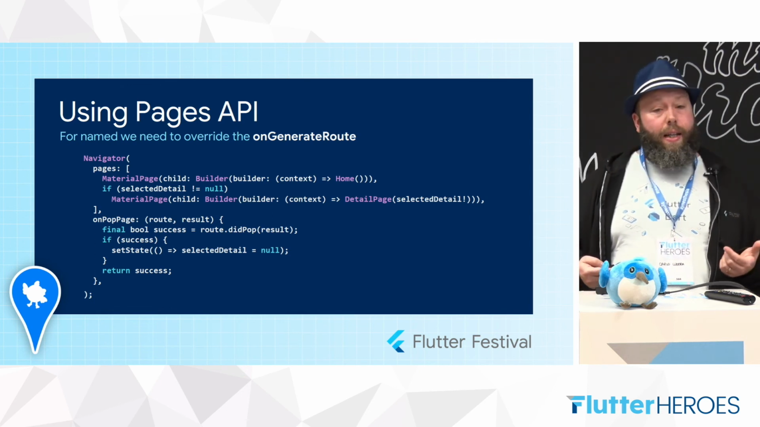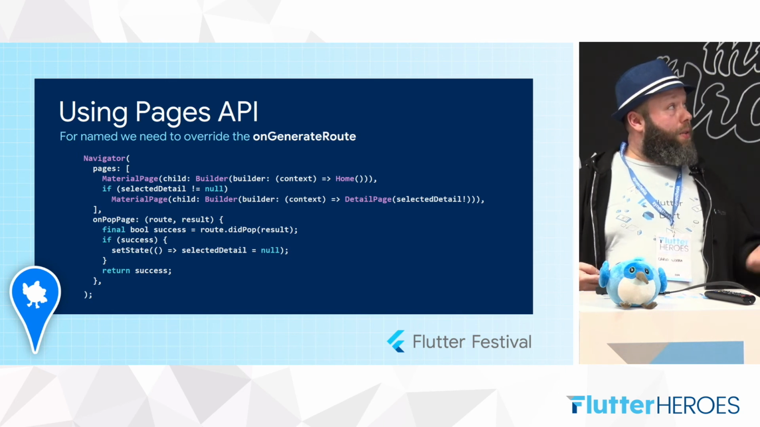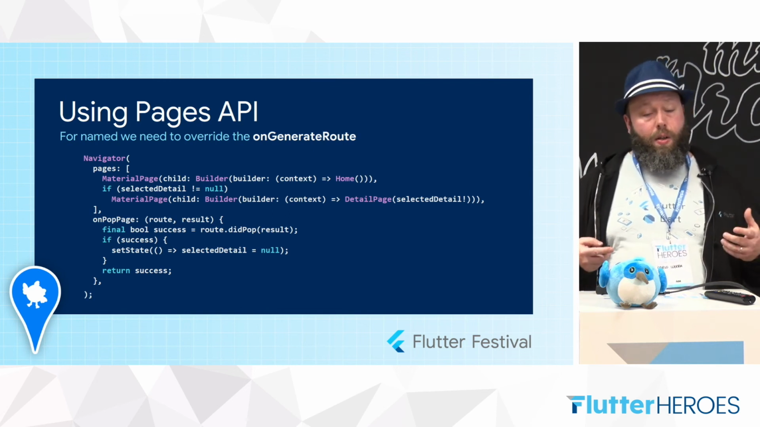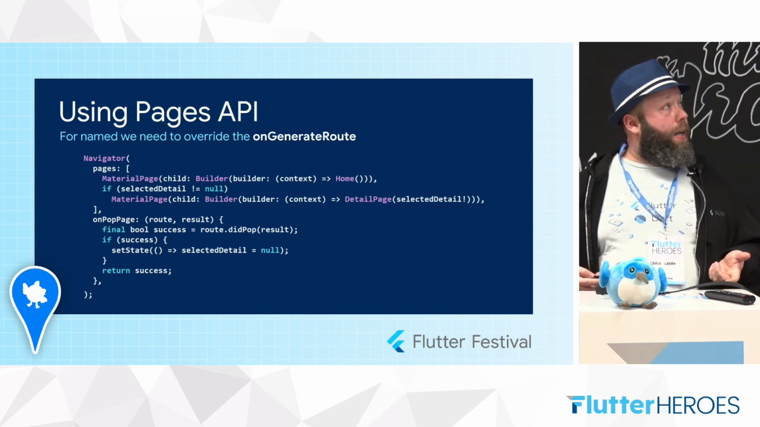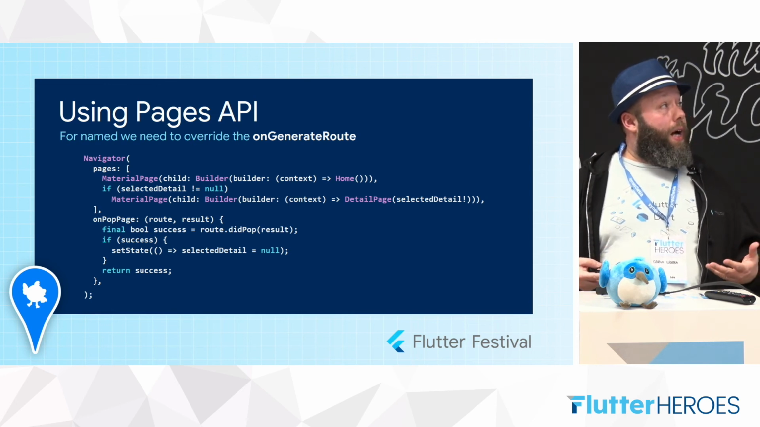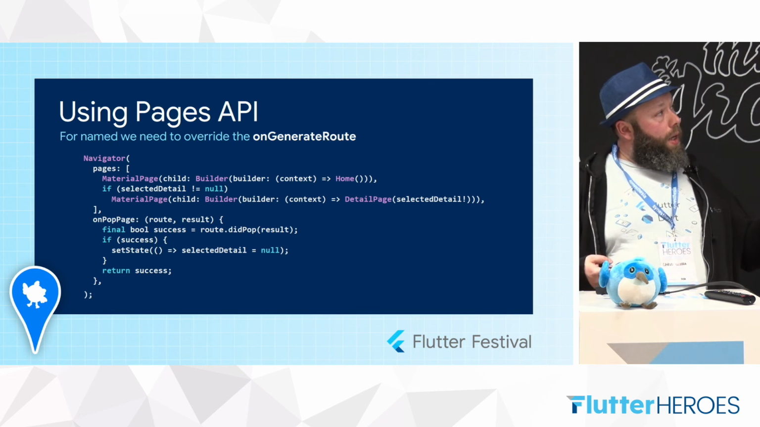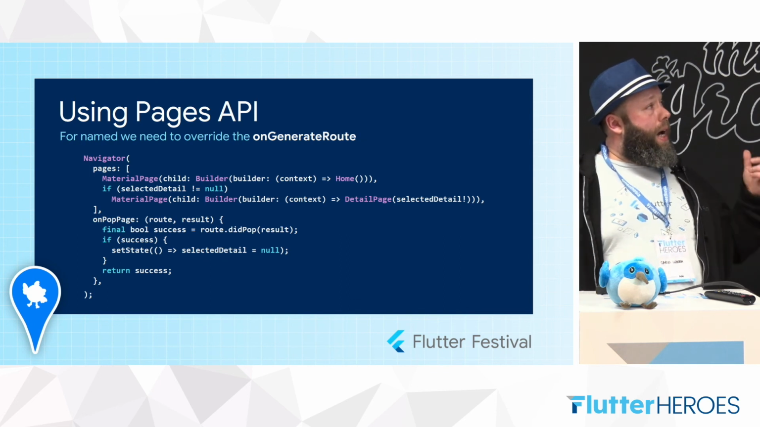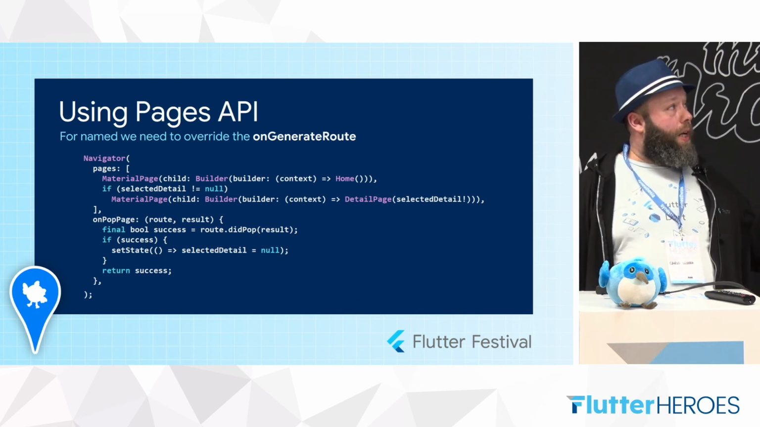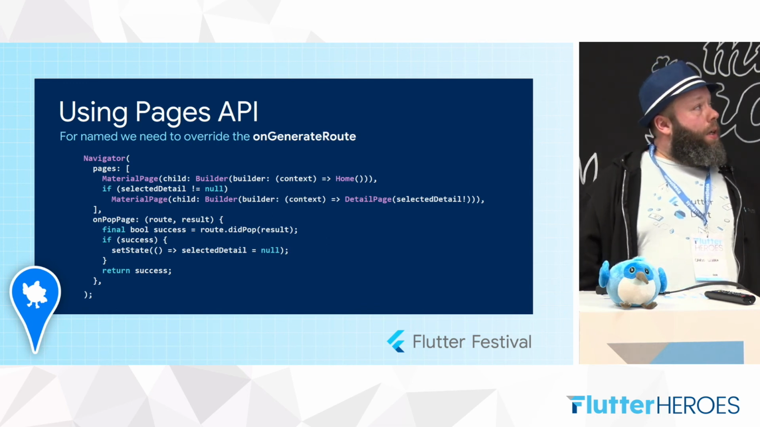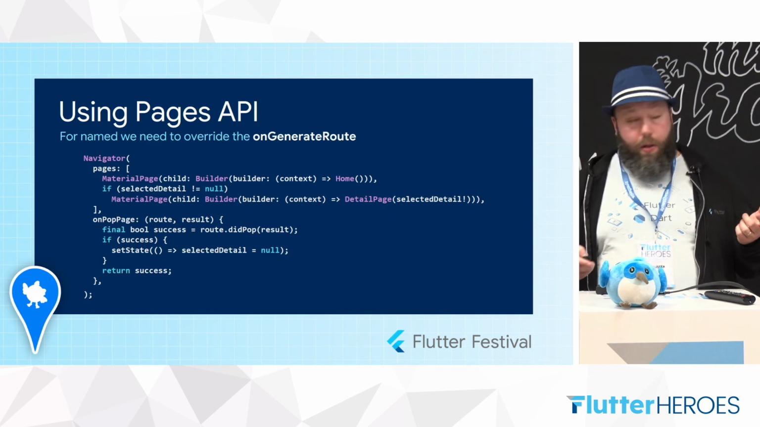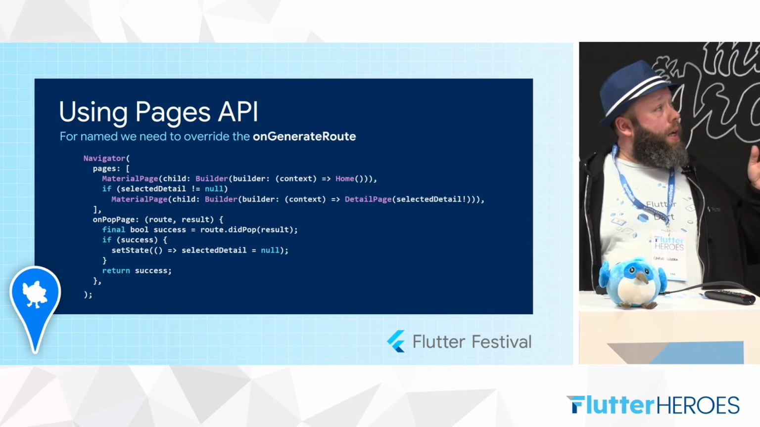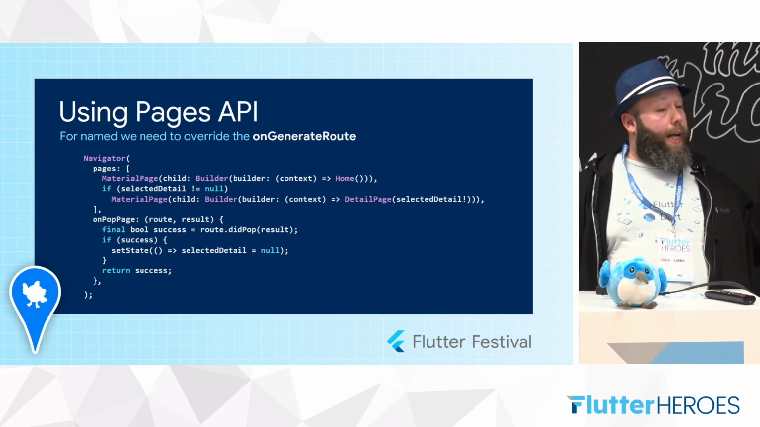Basically, we can define inside our material application a navigator and provide some pages. As you can see, now the stack of our routes is already defined in the navigator pages. So we have a material page with the home as a first route, and if I have a selected detail, I have another page on top of that, in this case, the detail page. We also need to define onPopPage in order to get back.